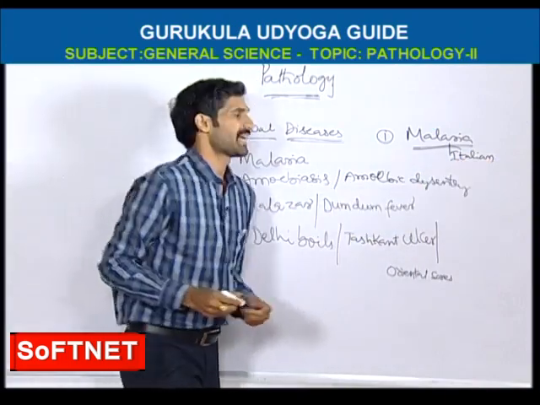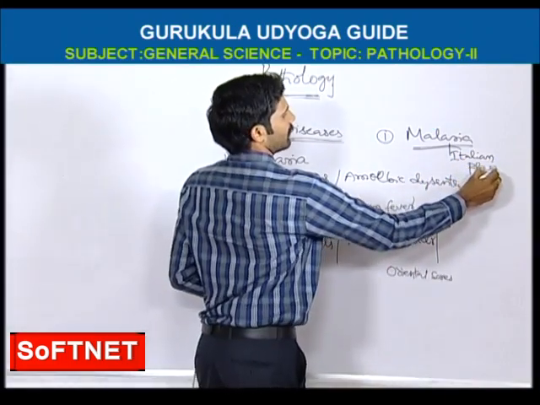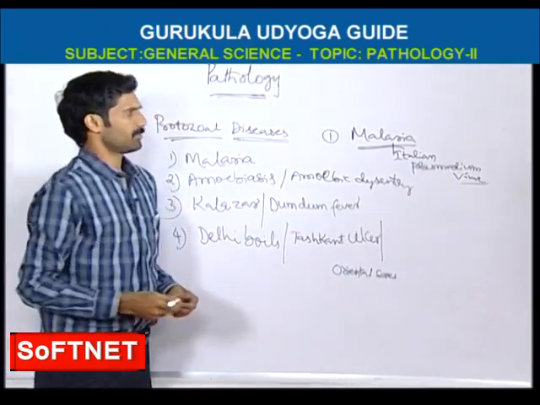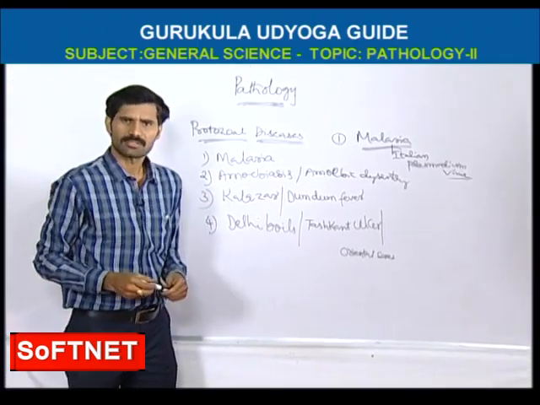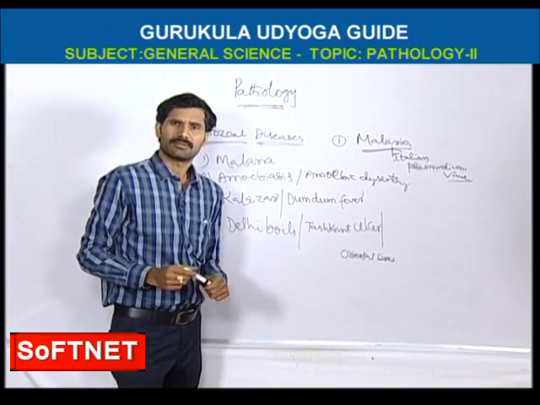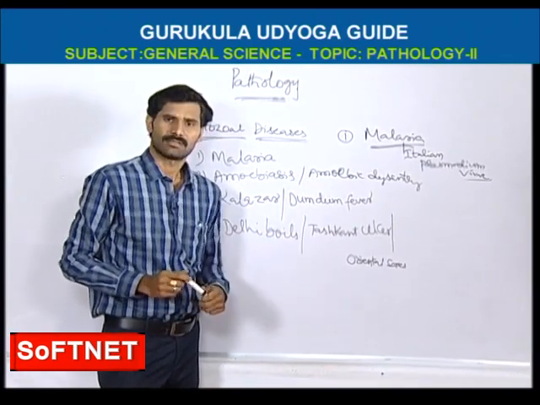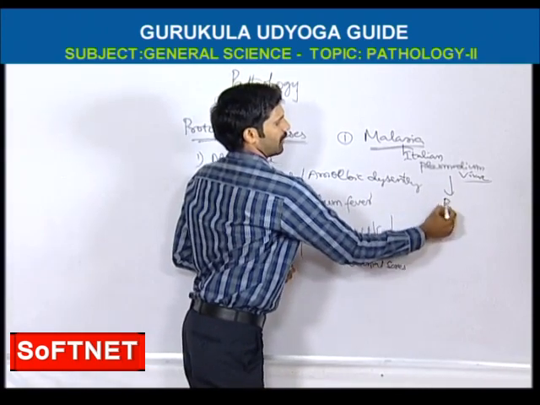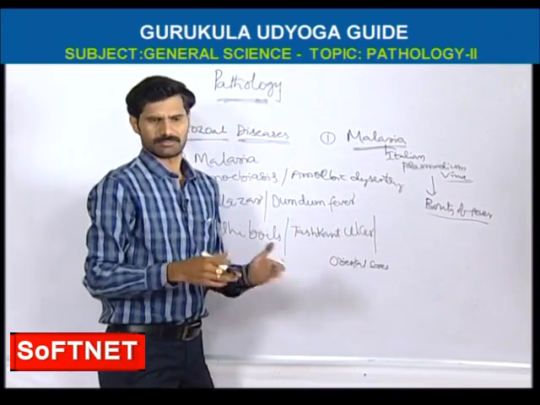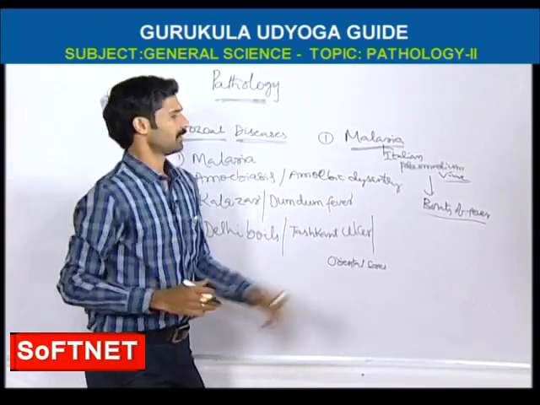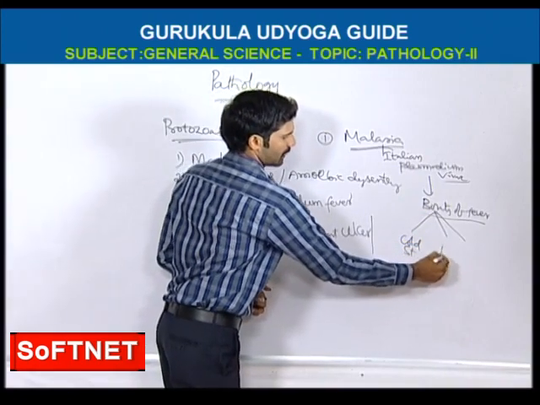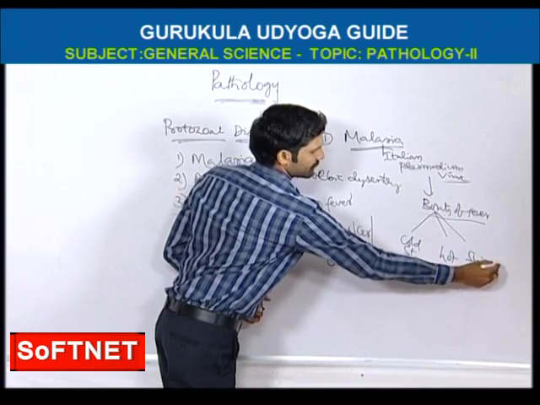caused by Plasmodium vivax. Particularly Plasmodium vivax causes benign tertian malaria. The main important characteristic feature of this disease is bouts of fever. Bouts of fever means alternating, irregular fever, including a cold stage, hot stage, and sweating stage.